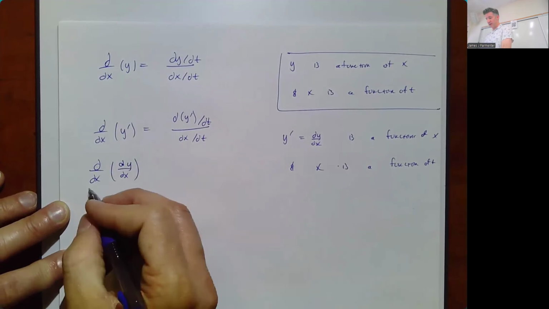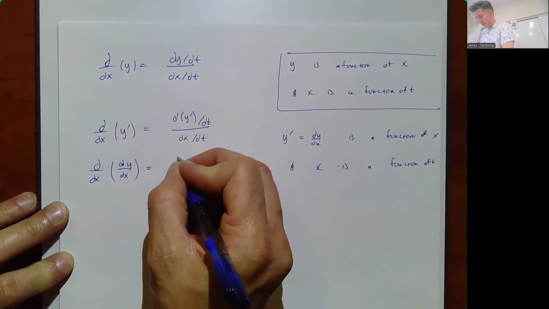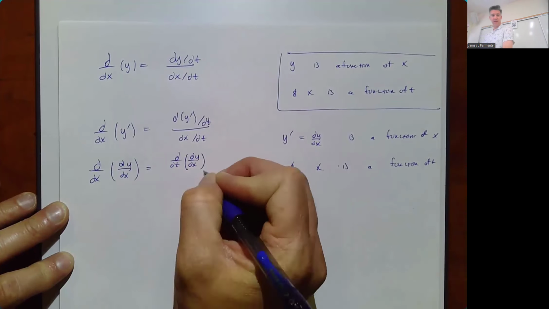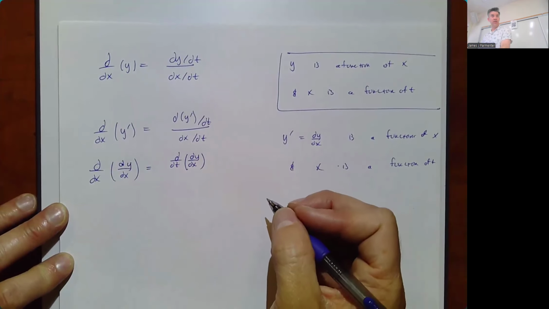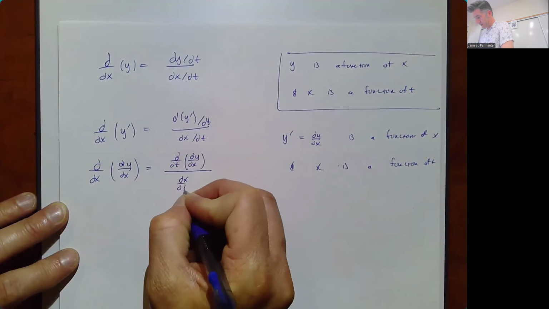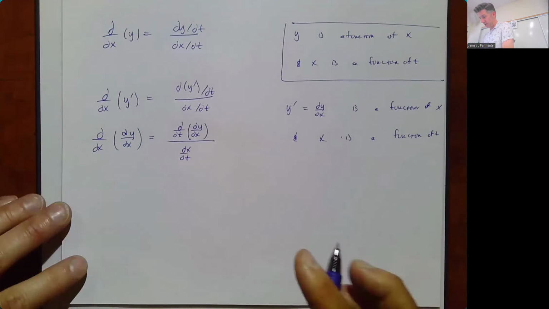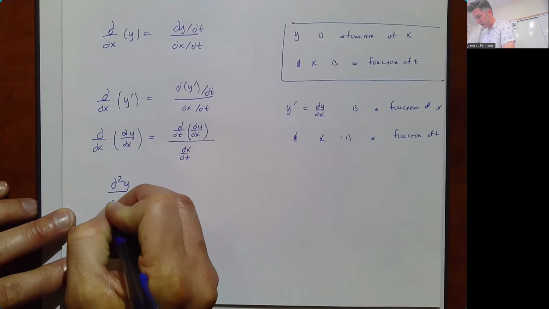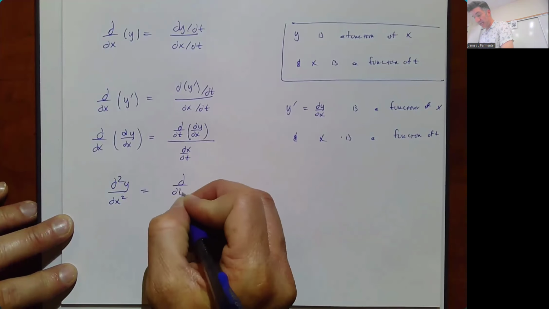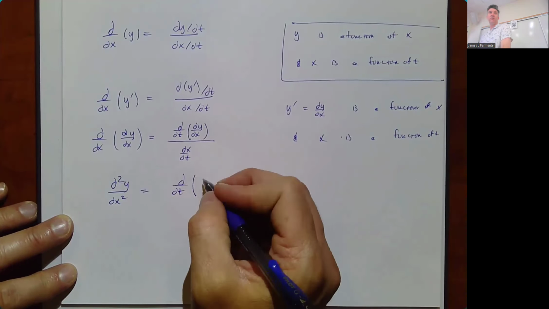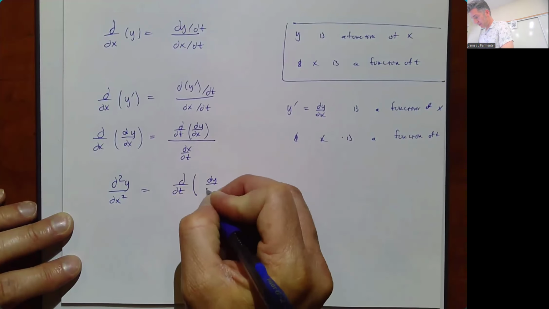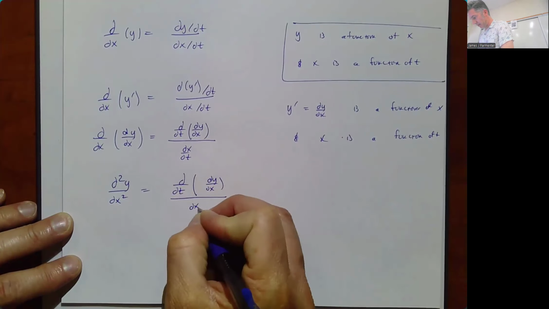So we've got the derivative with respect to x of dy/dx equal to the derivative with respect to t of dy/dx. That's where things are a little bit screwy. I was forgetting about that. And then on the bottom, you still have dx/dt. So your d squared y/dx squared, your second derivative, is equal to the derivative with respect to t of the dy/dx you found before as a function of t, divided by dx/dt again.